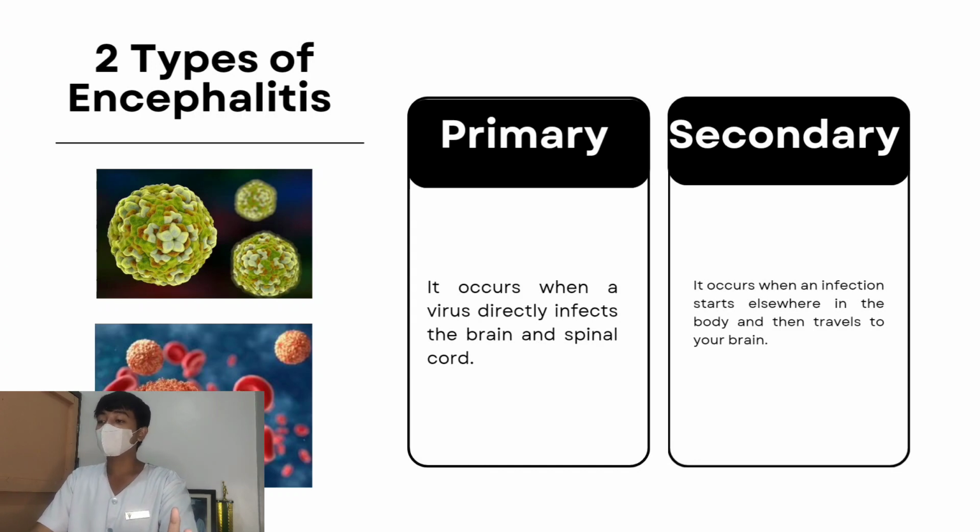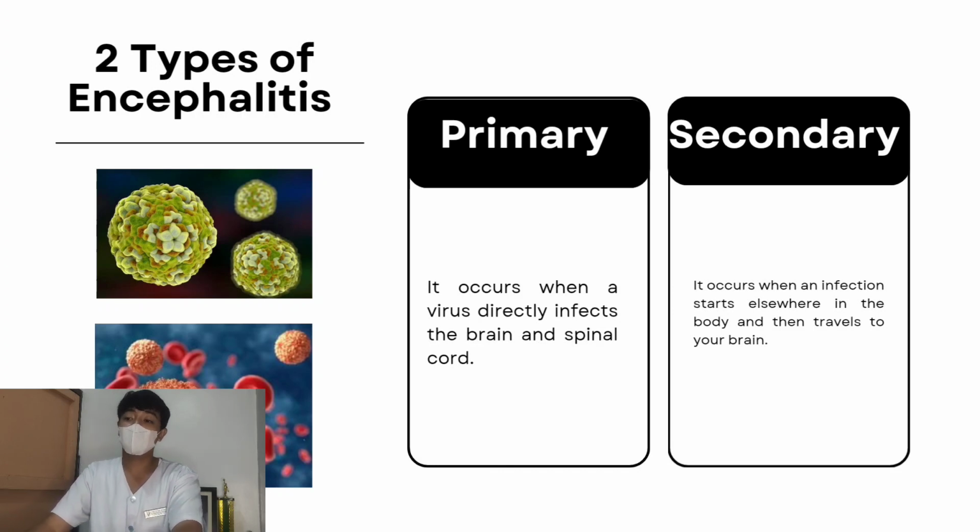Primary encephalitis occurs when a virus directly infects the brain and spinal cord. Common viruses include HSV or herpes simplex virus and EBV, Epstein-Barr virus. Childhood viruses include measles and mumps. Arboviruses are spread by mosquitoes, ticks, and other insects, including Japanese encephalitis, West Nile encephalitis, and tick-borne encephalitis.